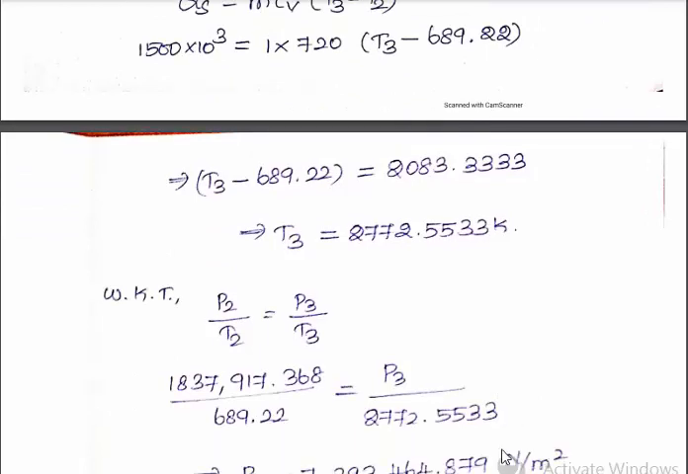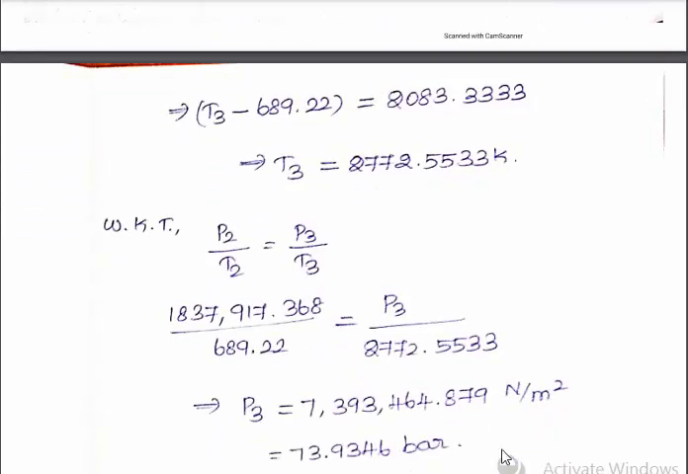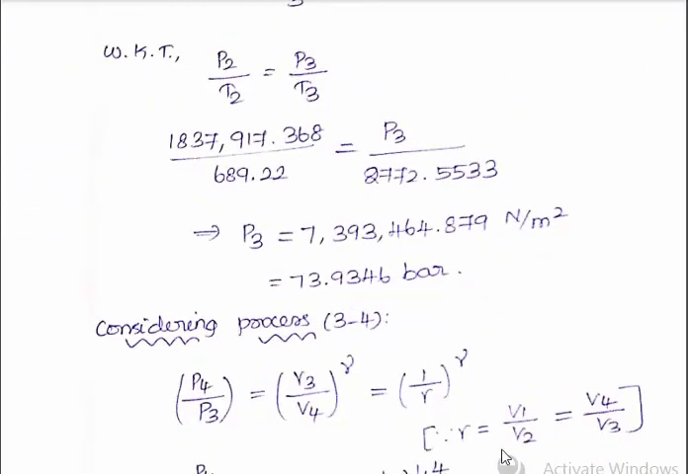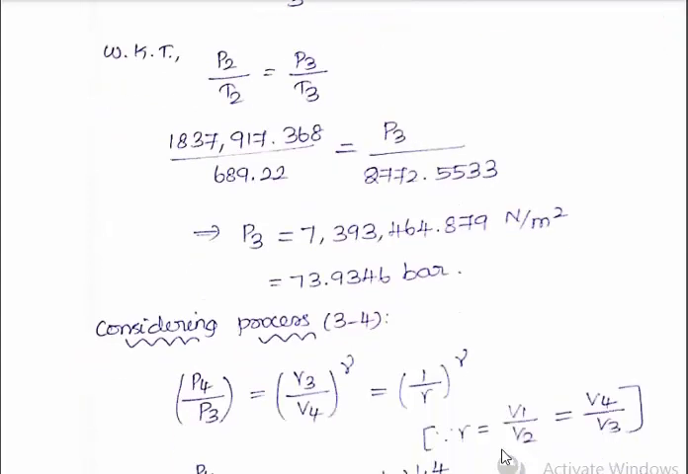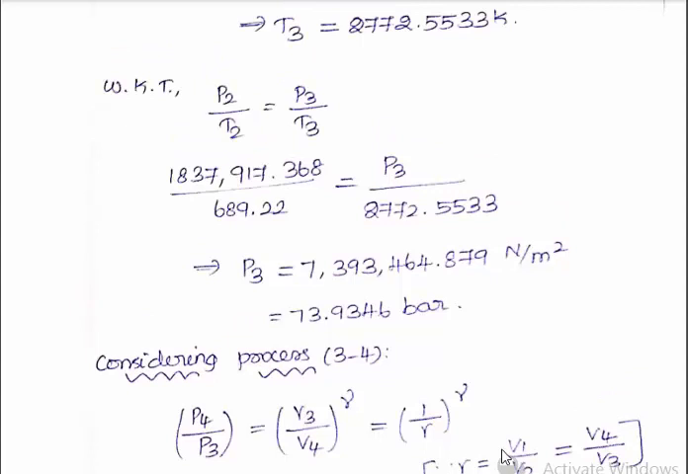So next, to calculate the pressure at point 3, we can use this relationship for constant volume process. P2 by T2 is equal to P3 by T3. So T3 ippodhaan calculate pannom. T2 value namakku previous step la irukkiradhai appadiye substitute pannaa podhum. So P3 oda value namakku kidaikkum, 7393464.879 Newton per meter square nu kidaikkum, bar la convert panni vachirukken.